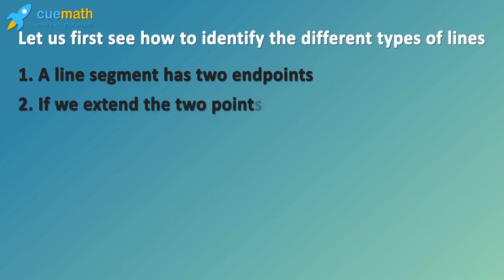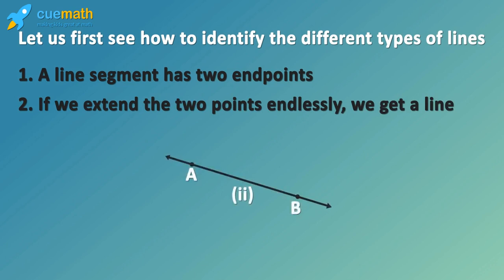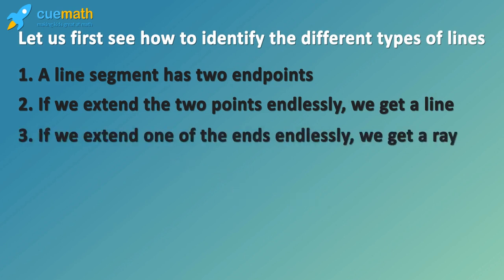Now, if we extend the two endpoints or the two ends of this line segment endlessly, we are going to get a line. For example, in this diagram, AB represents a line. Now, if we extend only one end of a line segment, we are going to get a ray. For example, here, OP is a ray.